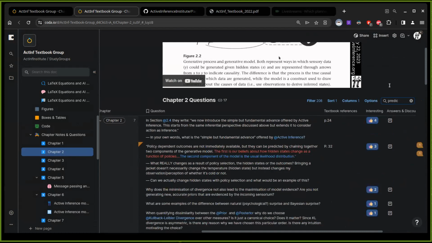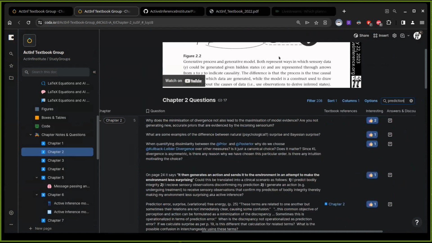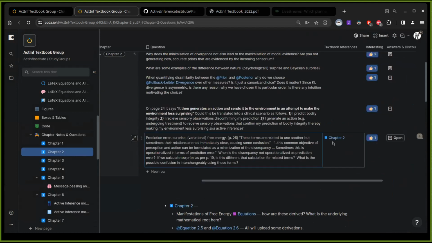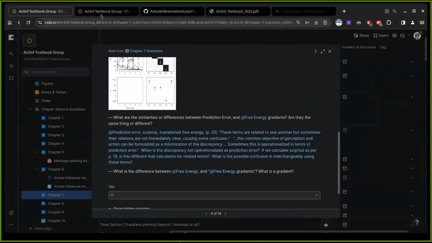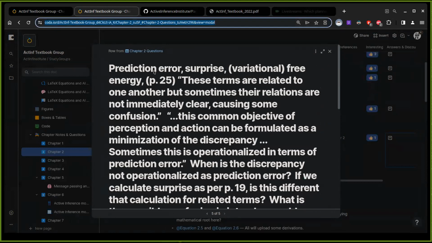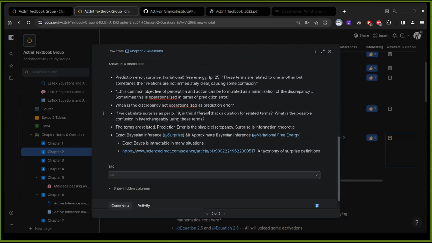Here I'm going to look at this question, which we looked at earlier today. So this question from chapter 2 asked, prediction errors, surprise, and variational free energy. They're related to each other, but it's sometimes confusing. And to look at this again, the best fitting model with the most model evidence is going to have the lowest prediction error, the lowest surprise, and the lowest variational free energy, but there are subtle differences.